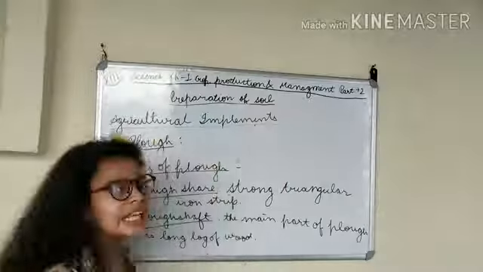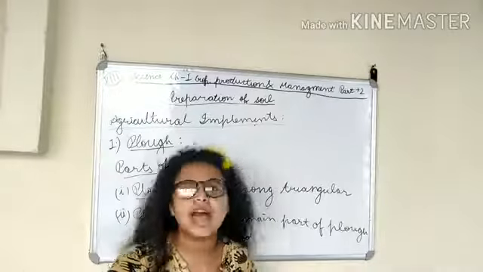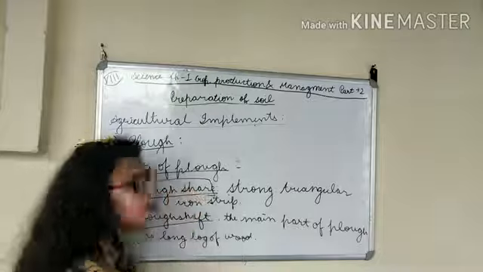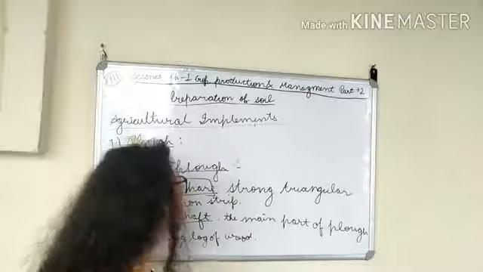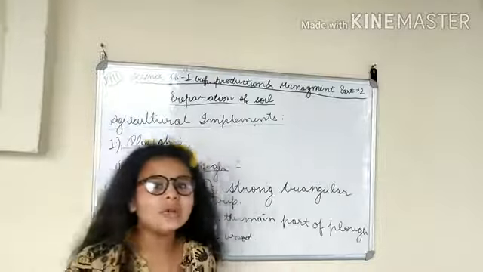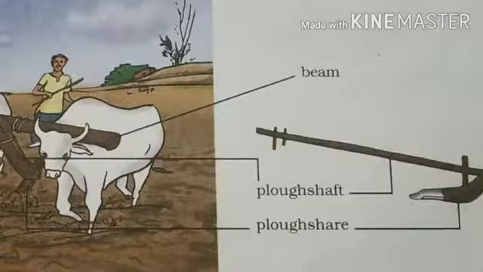Now it has two ends. One end is attached to the plow share and the other is attached to the beam which is attached to the bulls. Now you can see the picture of the plow. Now what's a plow? It is driven by a pair of bulls and there is a farmer who is operating the two bulls. You can see in the picture.